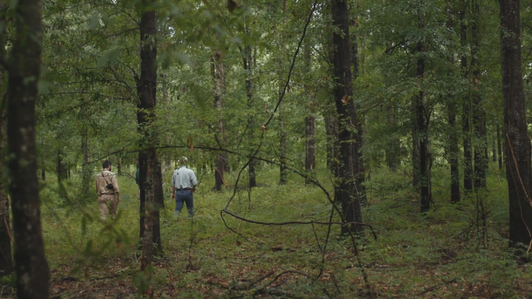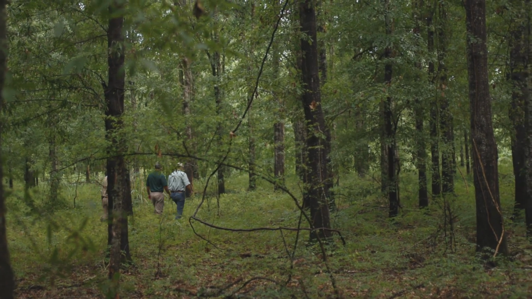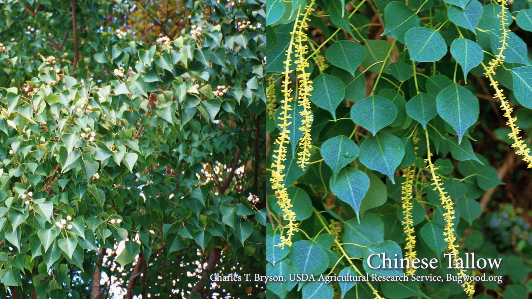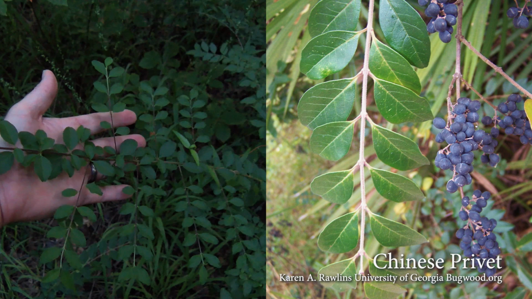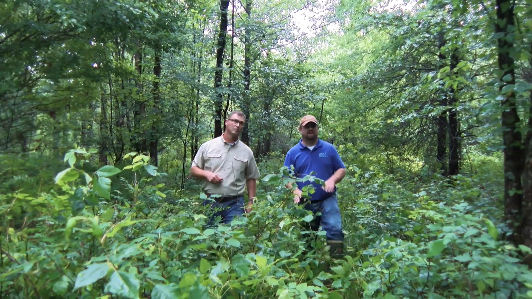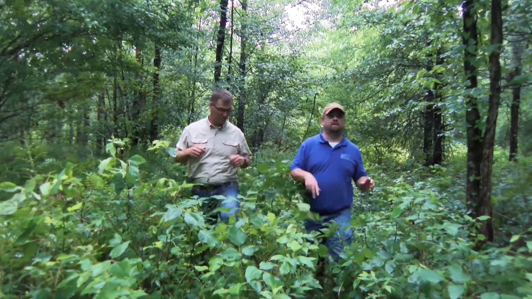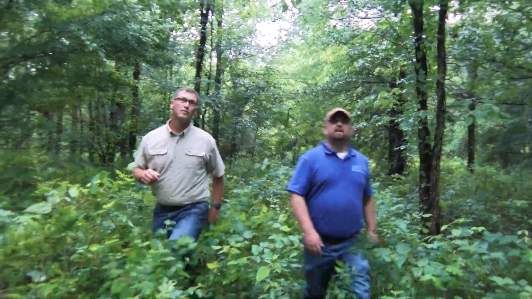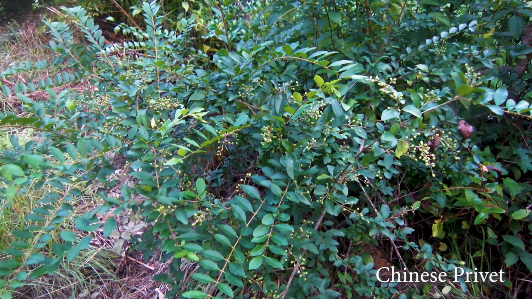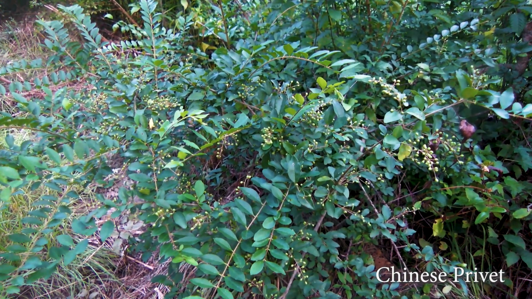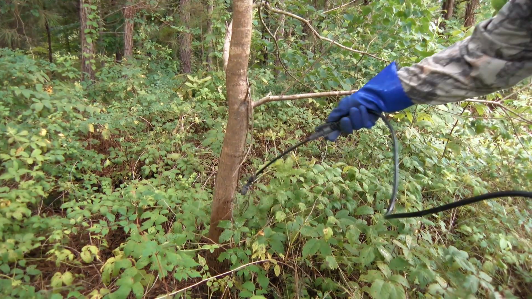Some common invasive plants found in the Mississippi alluvial valley include Chinese tallow tree, trifoliate orange, Chinese privet. Alert your natural resource professional to the presence of any invasive plants you have identified. They should always identify and document invasive plants as part of their stand evaluation and incorporate that information in the treatment plan.